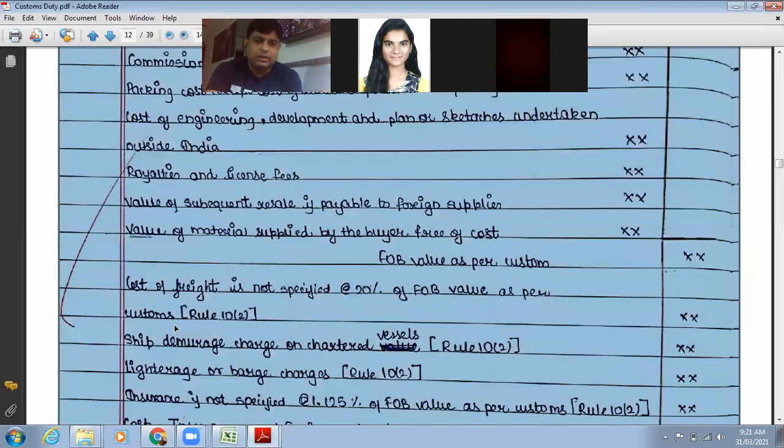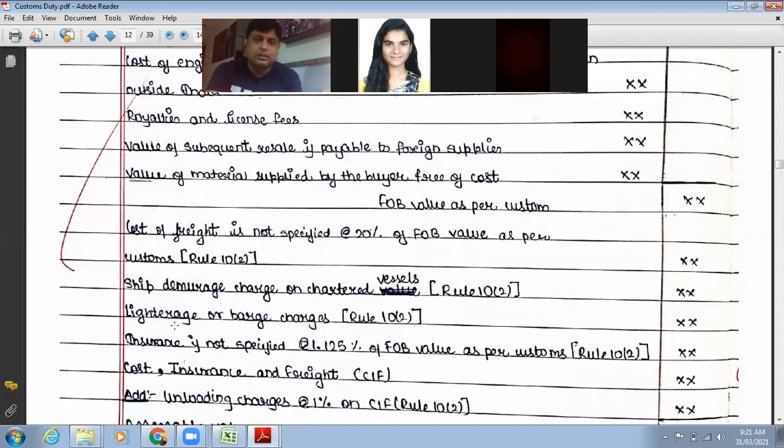Ship demurrage charges. See, what are ship demurrage charges? Even recently, you must have seen that from the big ship, a small ship is coming and taking the goods to the dockyard. Near the port, a big ship cannot come. Otherwise, again, they will face a lot of problems because they require a huge amount of water. So these charges will also be added there. Okay.